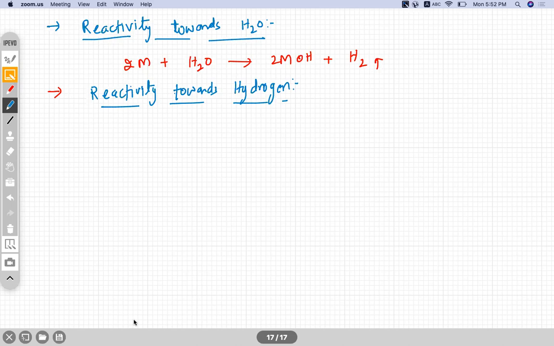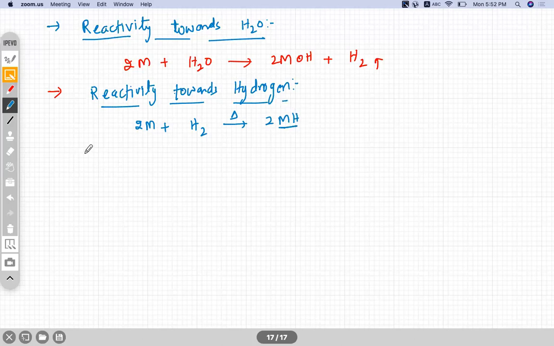Alkali metals react with hydrogen and form hydrides of MH type. MH type means like this: if you have the reaction 2M plus H2 on heating, it gives 2MH. That means the molecular formula is MH type. M is any metal, lithium, sodium, potassium, anything. First property, write down: it has NaCl type structure.